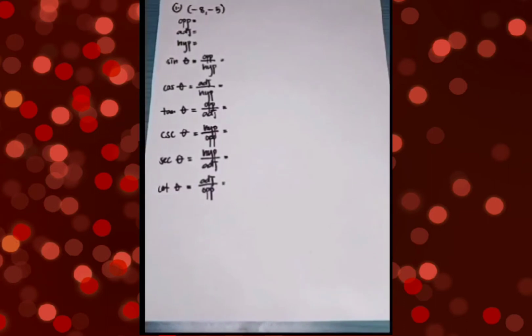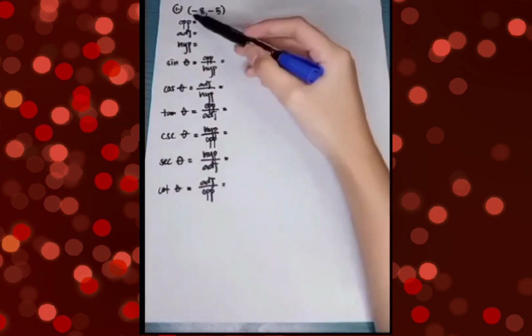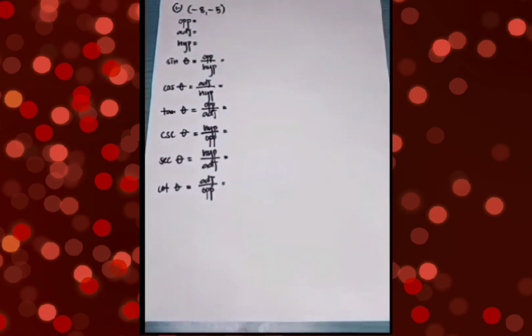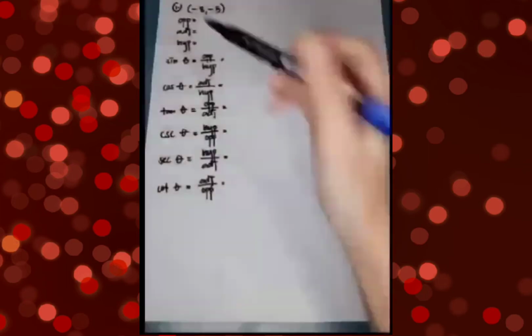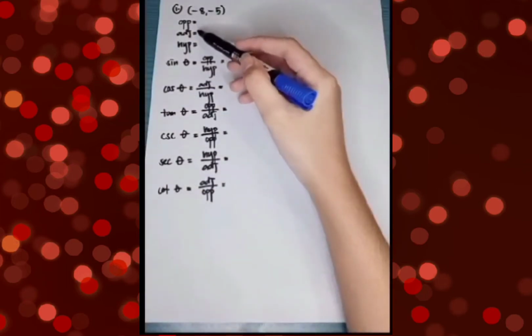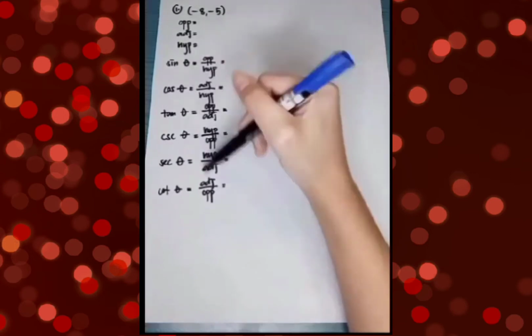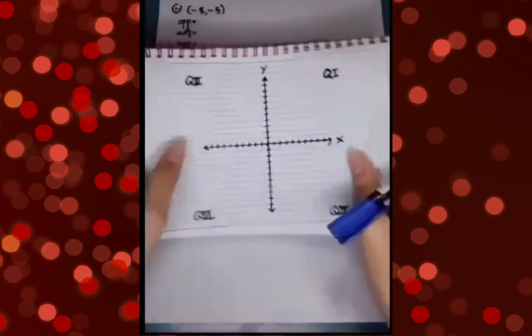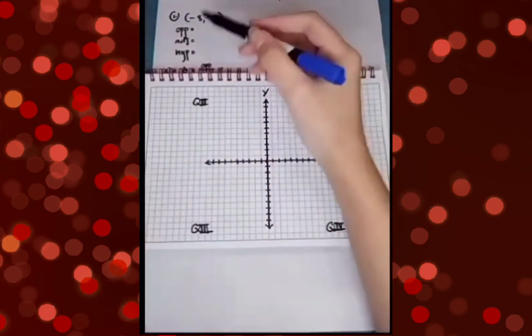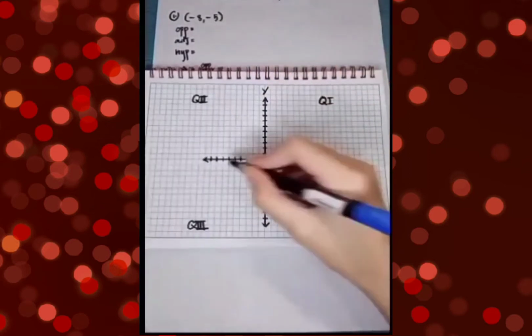Trigonometric functions given a point on the terminal side. Example number 1, negative 8 and negative 5. As you can see, these are coordinates that can be inputted in the Cartesian plane. Now what we need to find is the reference angle, the opposite and adjacent side, as well as the hypotenuse, and the 6 trigonometric functions. Let us now graph our x and y coordinates into our Cartesian plane.